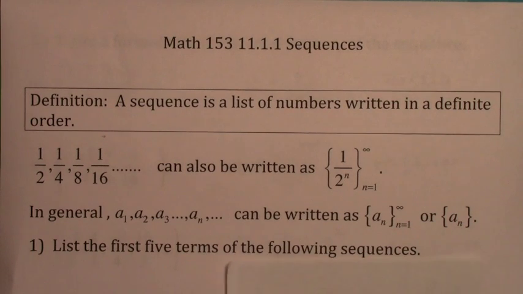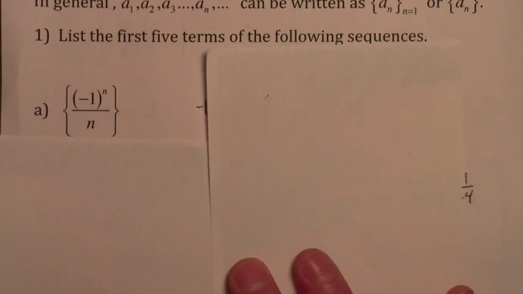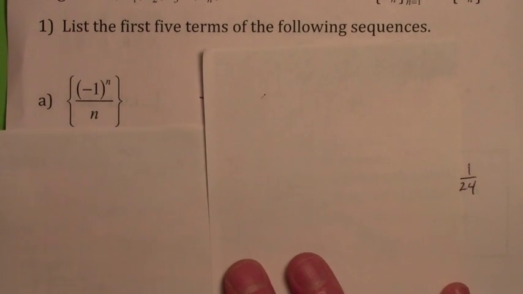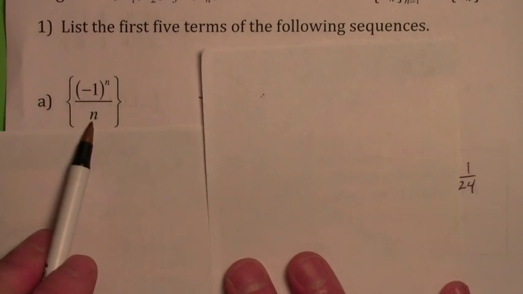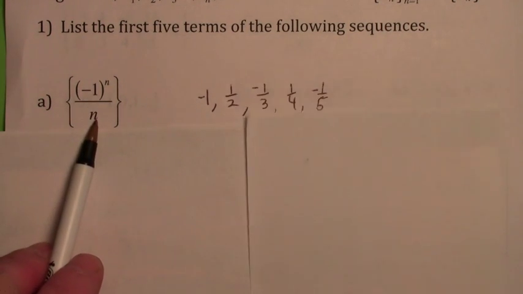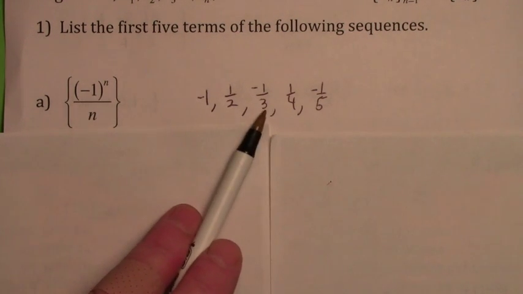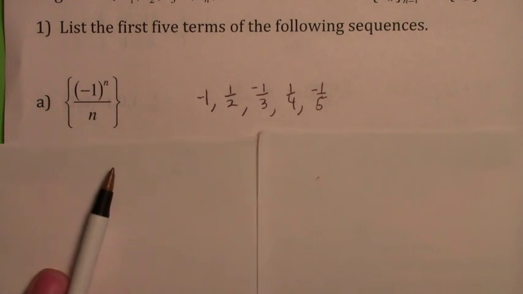So let's list the first 5 terms of this sequence right here. We're going to start with 1. So if n equals 1, isn't that negative 1 over 1, which is negative 1? If n equals 2, you get positive 1 over 2, and so on. Notice how it alternates, and the first term is negative. So these would be the first 5 terms of this sequence.